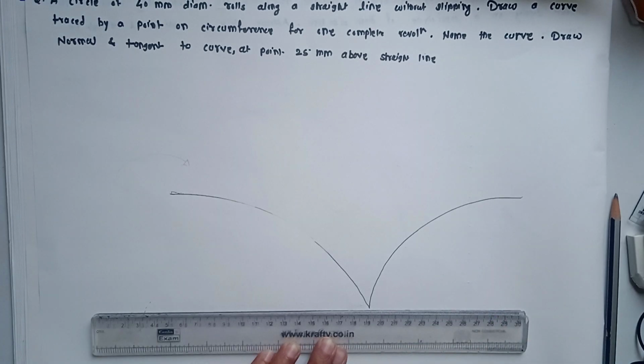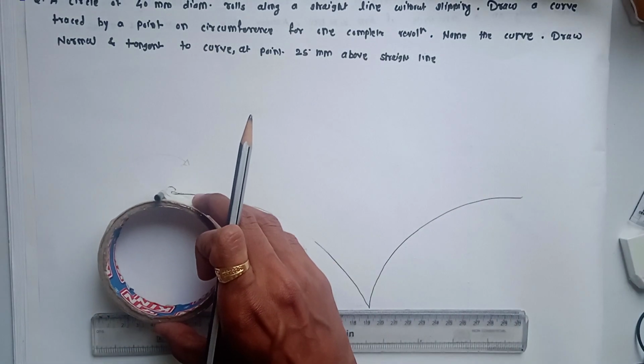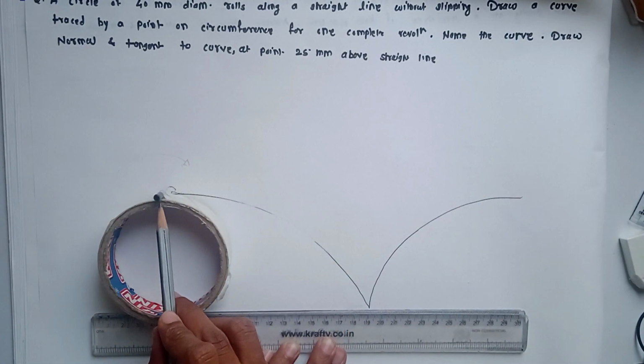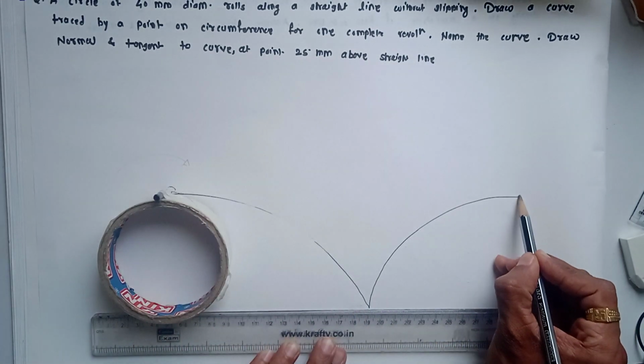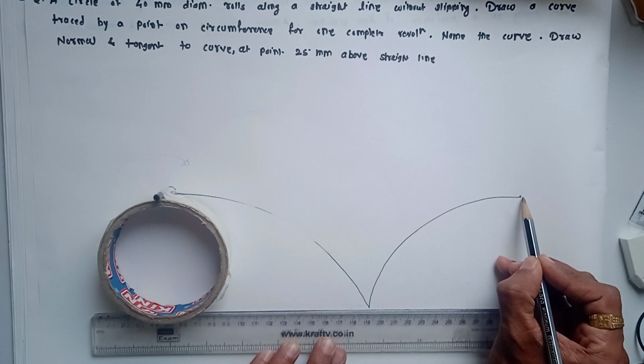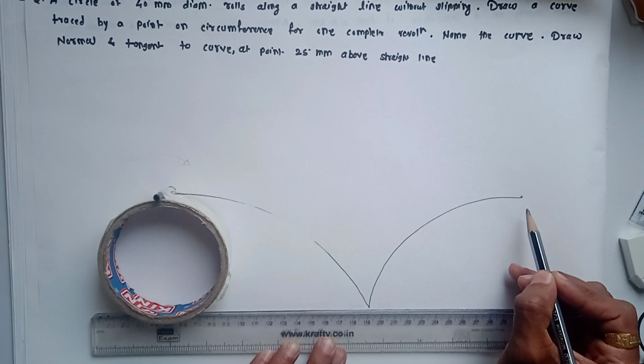Okay. So, we can draw the cycloid curve for one complete revolution, for half revolution, or for quarter revolution. So, right now we have taken the highest point on the circumference, which is the topmost point, as a starting point. Okay. So, after one complete revolution, the last point will be the topmost point. Okay. So, this is the cycloid curve for one complete revolution.